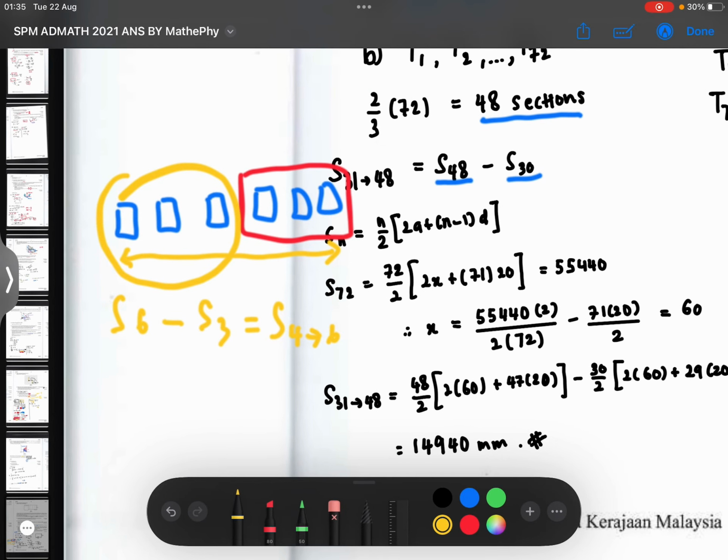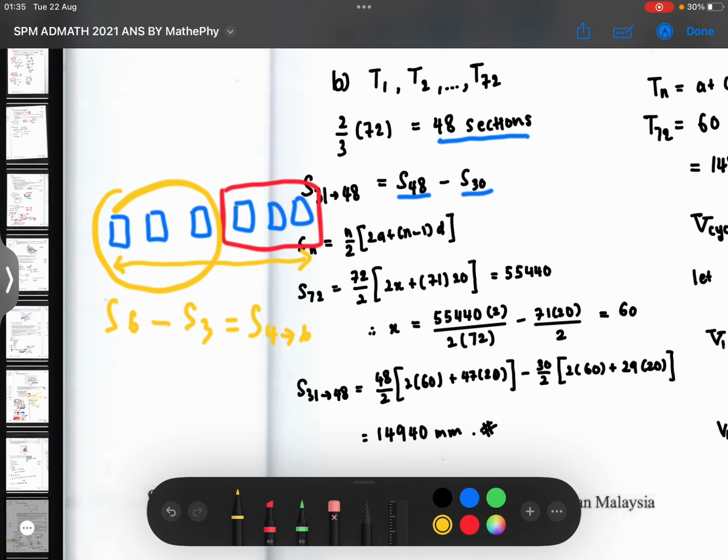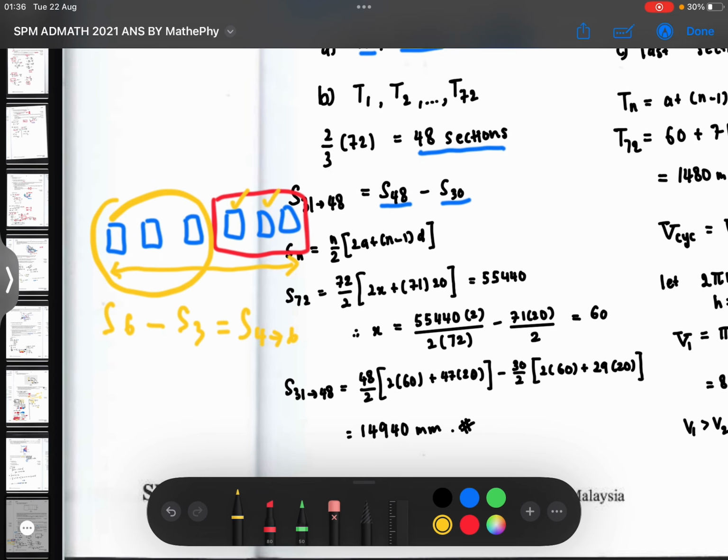The simplest case, because it is impossible for me to show until 48 sections and then show you like this. So I just make it for example only 6 sections, and you want to find S4 until S6. You find the whole sum until S6, and then you minus the sum behind, S3. You will get the sum of this plus this only. Okay.